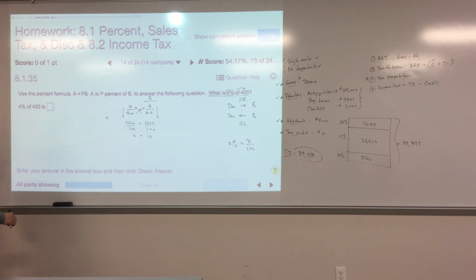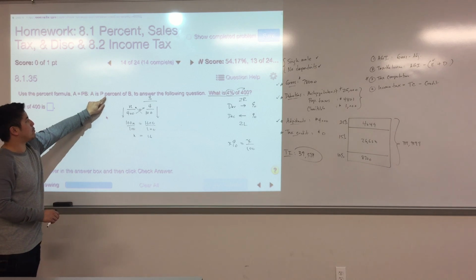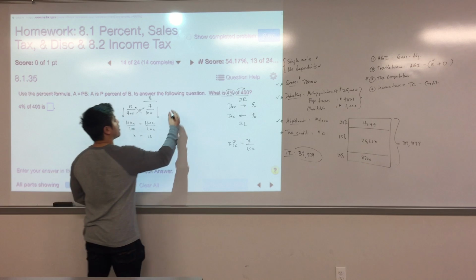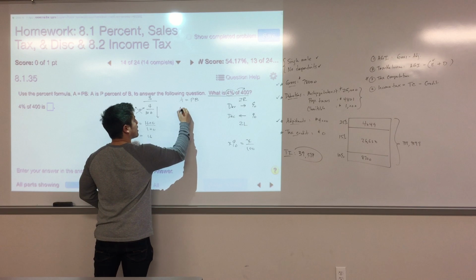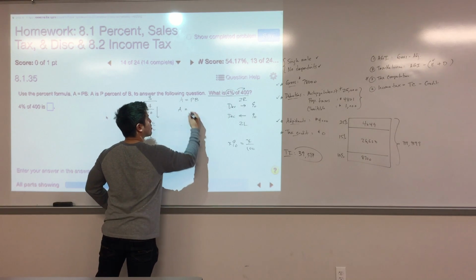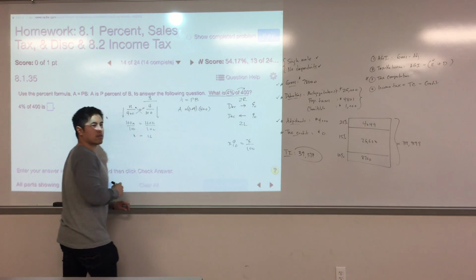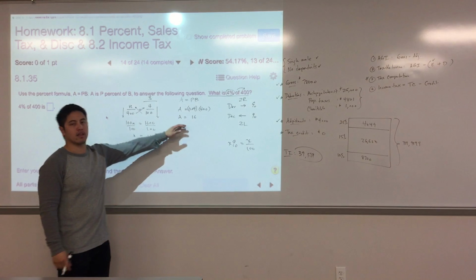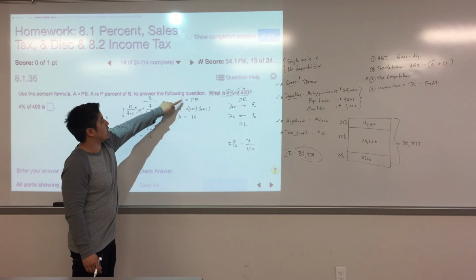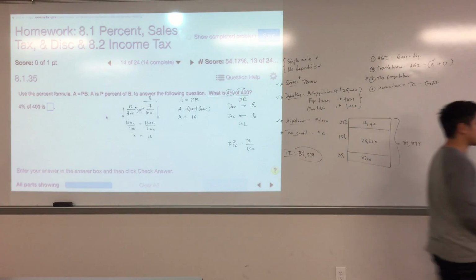Now let me show the alternative. So it says A equals PB. A is P percent of B. Using the A equals PB form, what is A? What is the percent? 0.04 of 400, the B. Does that make sense, guys? So A is 16. A lot of people like this because your what is something percent of something else. It's an easy way to solve it that way. So either way, it works.